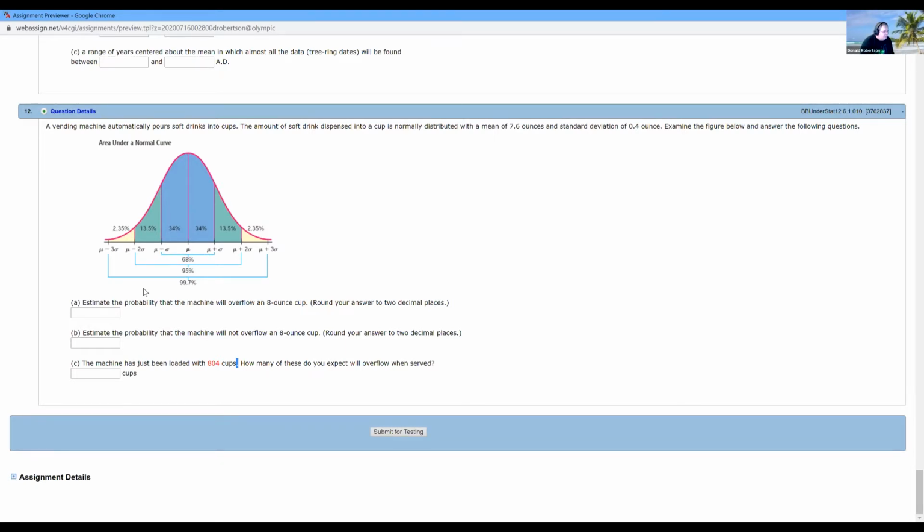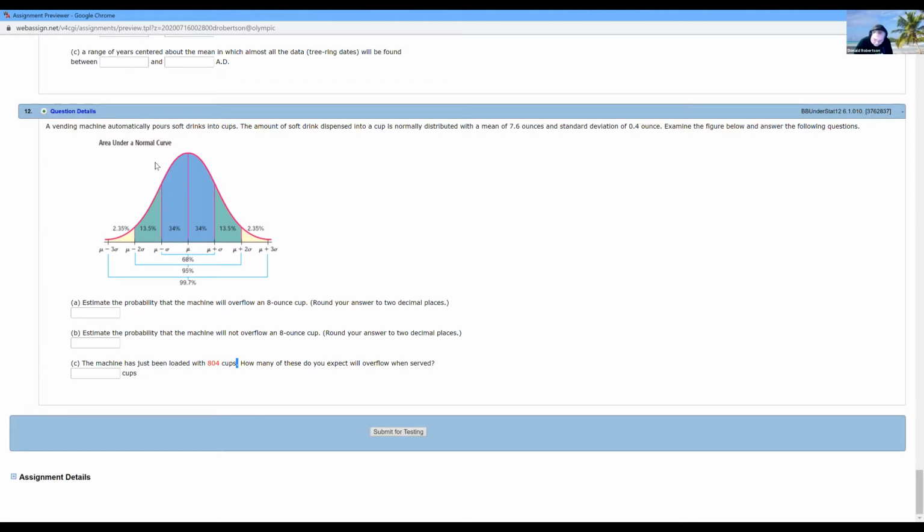Is there anything from what we've done as we've scanned through that you feel you want to ask me about, or do we feel good about that type of question now? Would you mind going over 12A? Right, estimate the probability that a machine will overflow an 8-ounce cup. Okay, so let's see what the picture is.